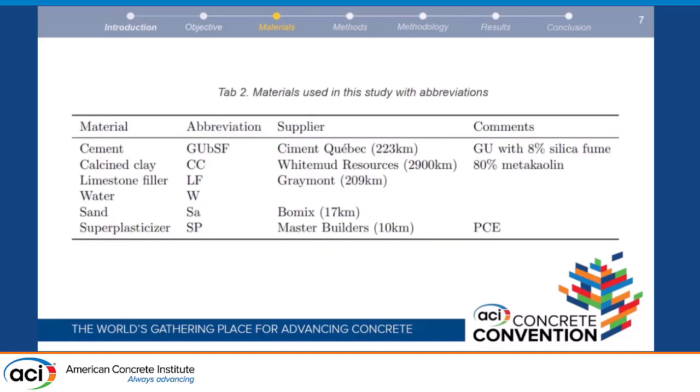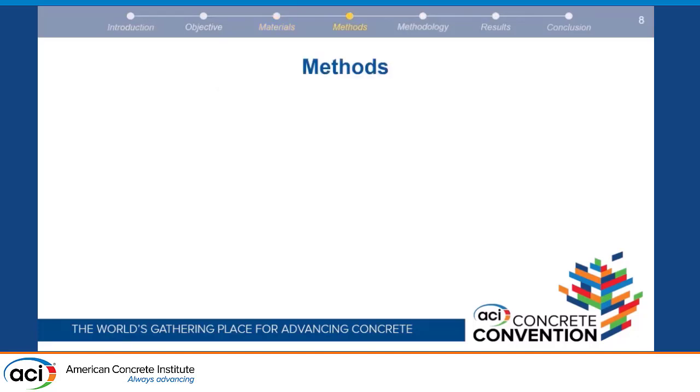So the materials used are general use cement with 8% silica fume, calcined clay with 80% metakaolin, limestone filler, sand with a maximum particle size of 2.5 millimeters, and PCE-based superplasticizer. The transportation distances are indicated for the life cycle inventory.